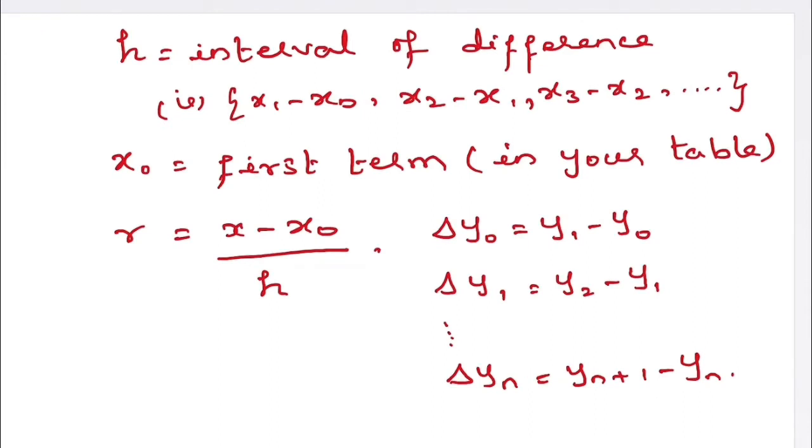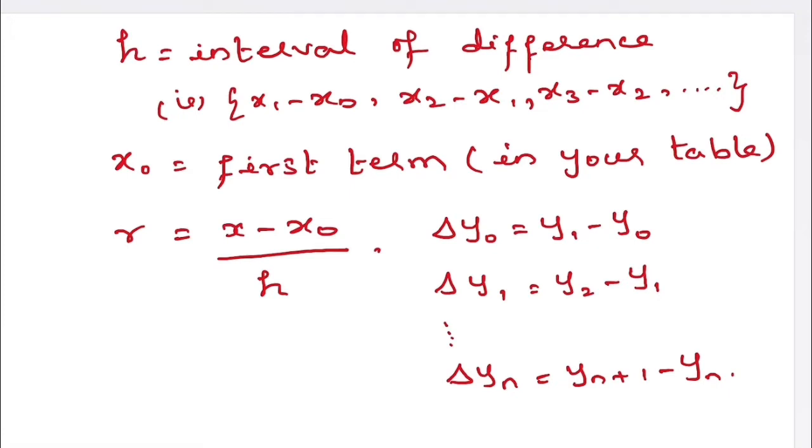So what is interval of difference? The difference between the consecutive values of x is the interval of difference. That is, you will be having your x column in your table. So the difference between your consecutive x values is the interval of difference. That is, you have x1 minus x0, x2 minus x1, x3 minus x2, like that. And x0 is your first term in your table. And your r is equal to x minus x0 by h.